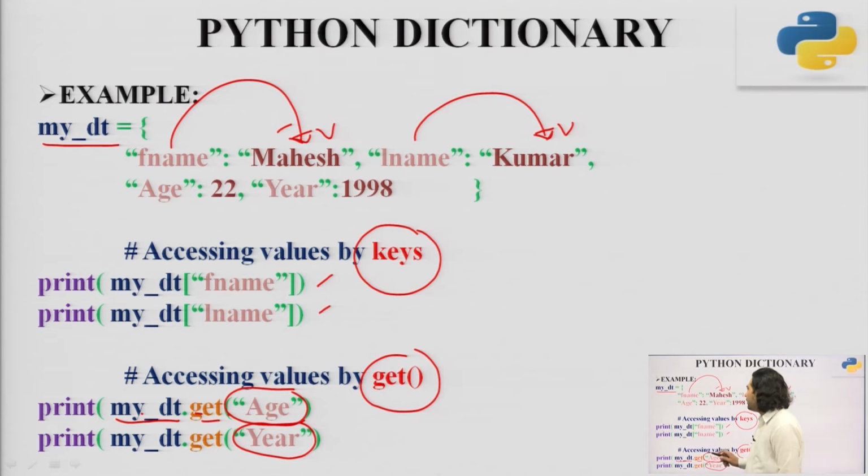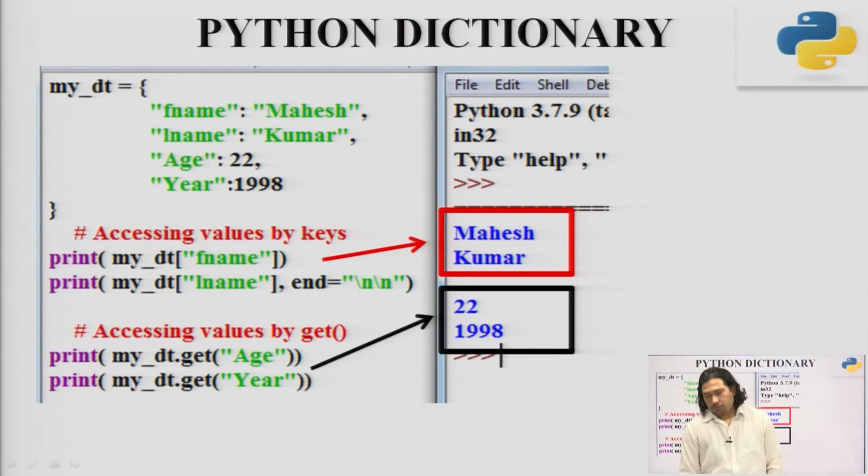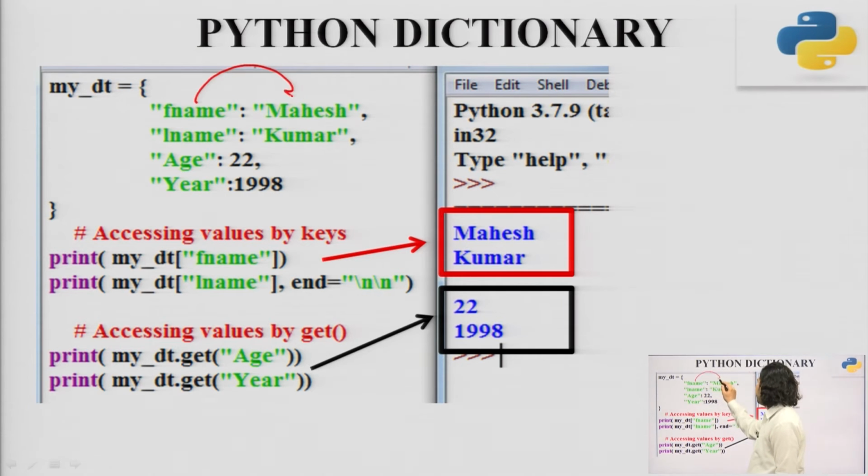Similarly, for the year, that means for the age the value is 22 and for the year the value is 1998. Now, we are going to look at the output of this program. Now, here it is. You can see the F name is mapped with Mahesh. So, here the output of this F name is Mahesh. Similarly, the L name with the Kumar, and here you can see the output as Kumar, followed by the values of the age and year as 22, 1998.